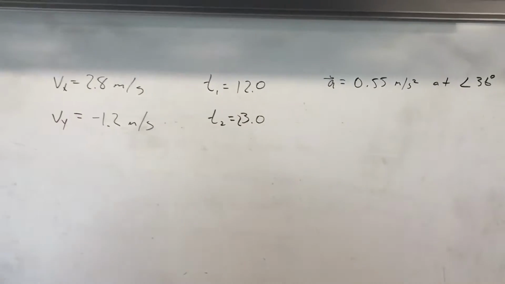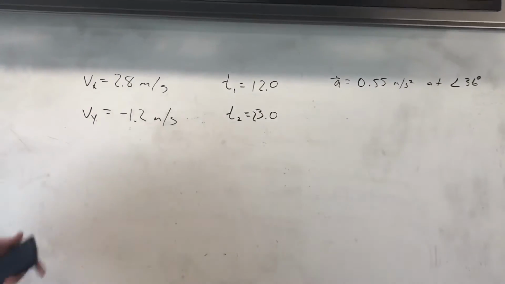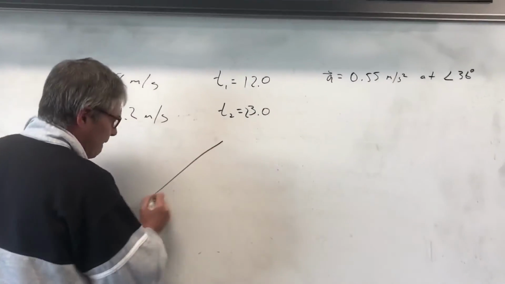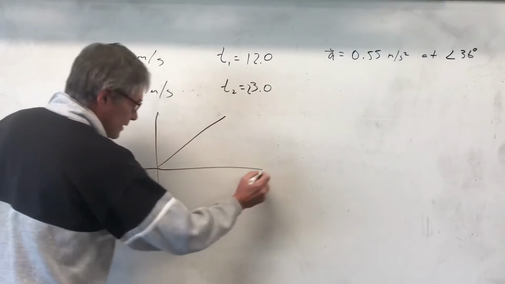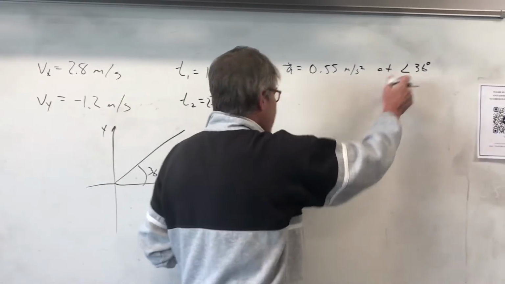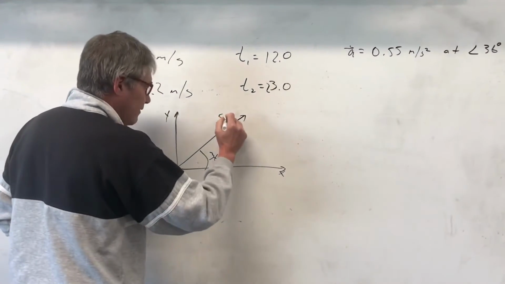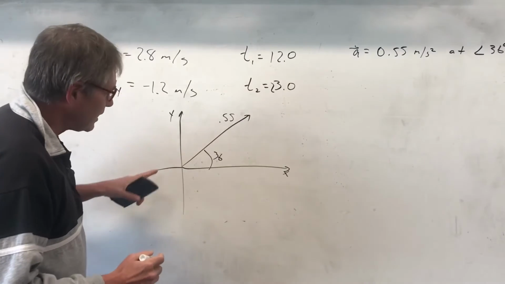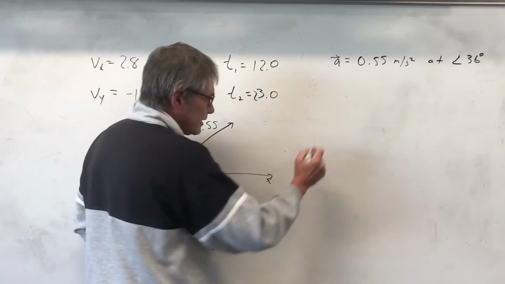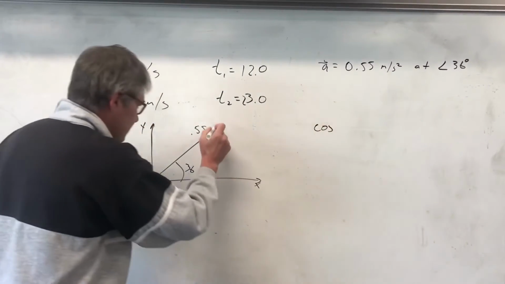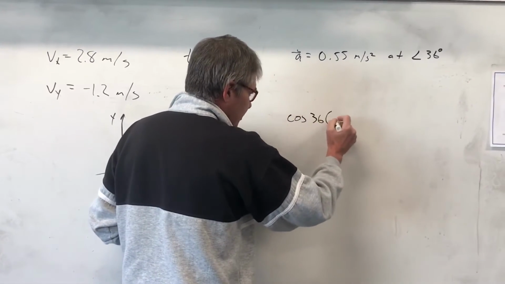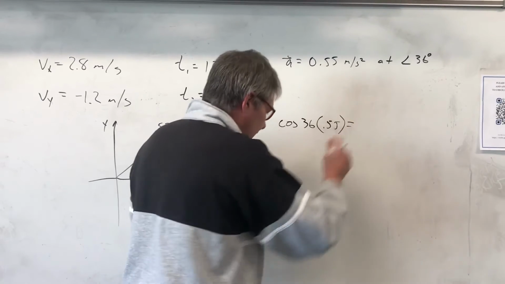Okay, now the way we do this, we've got to break that acceleration into x and y components. So first thing we're going to do is draw a picture. There's the x-axis, there's the y-axis. This angle here is 36 degrees, and the acceleration is 0.55. So in this case, the x component is equal to the cosine, remember, adjacent over hypotenuse, of 36 times 0.55.